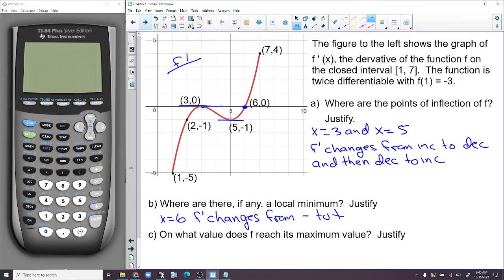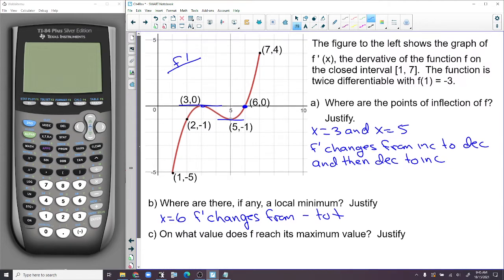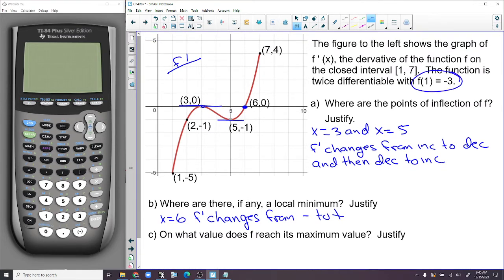At what value does f reach its maximum value? We will have a much better answer for this later on, but right now, we know that f of 1 is -3. So we know that the function f starts right here. But now, if the slopes are negative to 0, what is the function doing? Should the function be increasing or decreasing? Decreasing, right? If the slopes are negative, if the first derivative is negative, the function's decreasing. Now we know that f prime is increasing, but that doesn't matter.